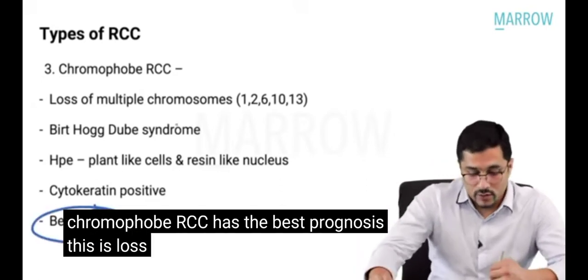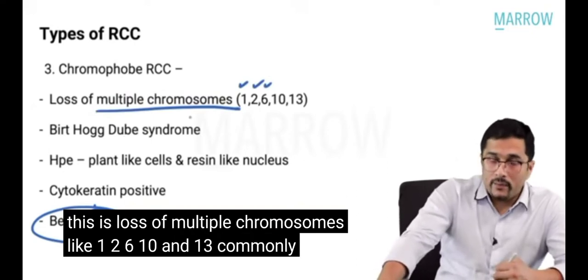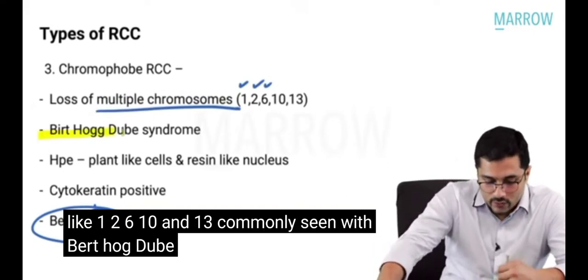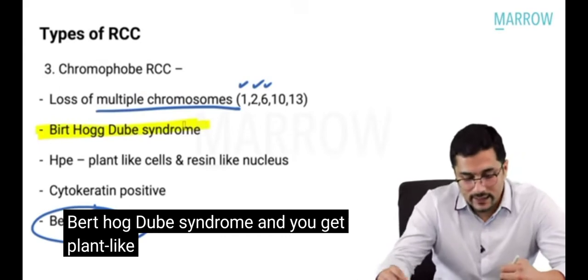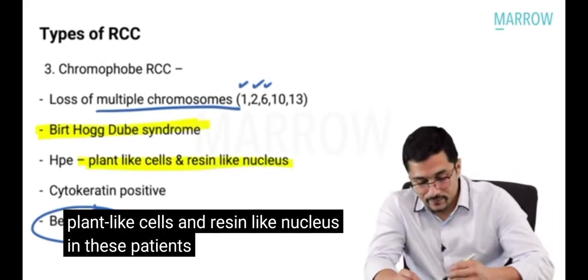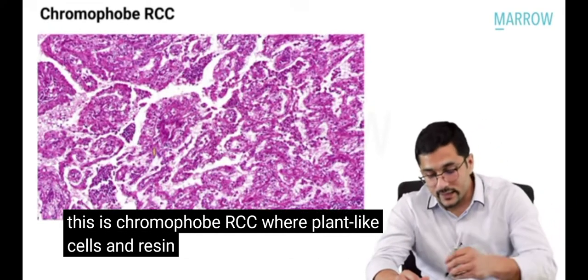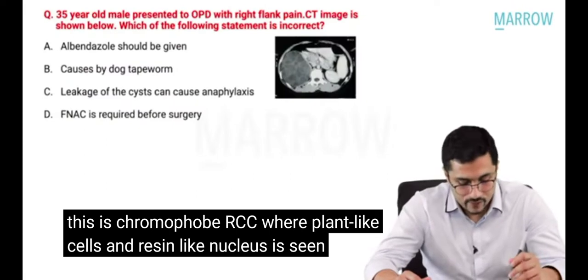This is loss of multiple chromosomes like 1, 2, 6, 10 and 13, commonly seen with Birt-Hogg-Dube syndrome, and you get plant-like cells and raisin-like nucleus in these patients. This is chromophobe RCC where plant-like cells and raisin-like nucleus is seen.